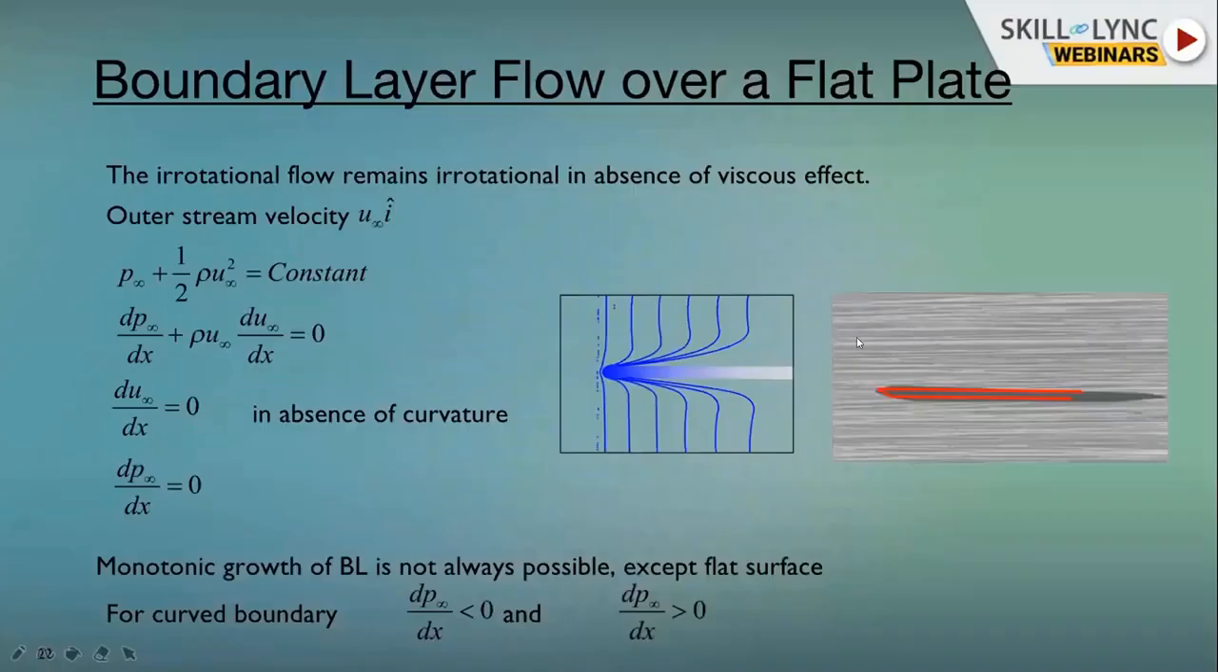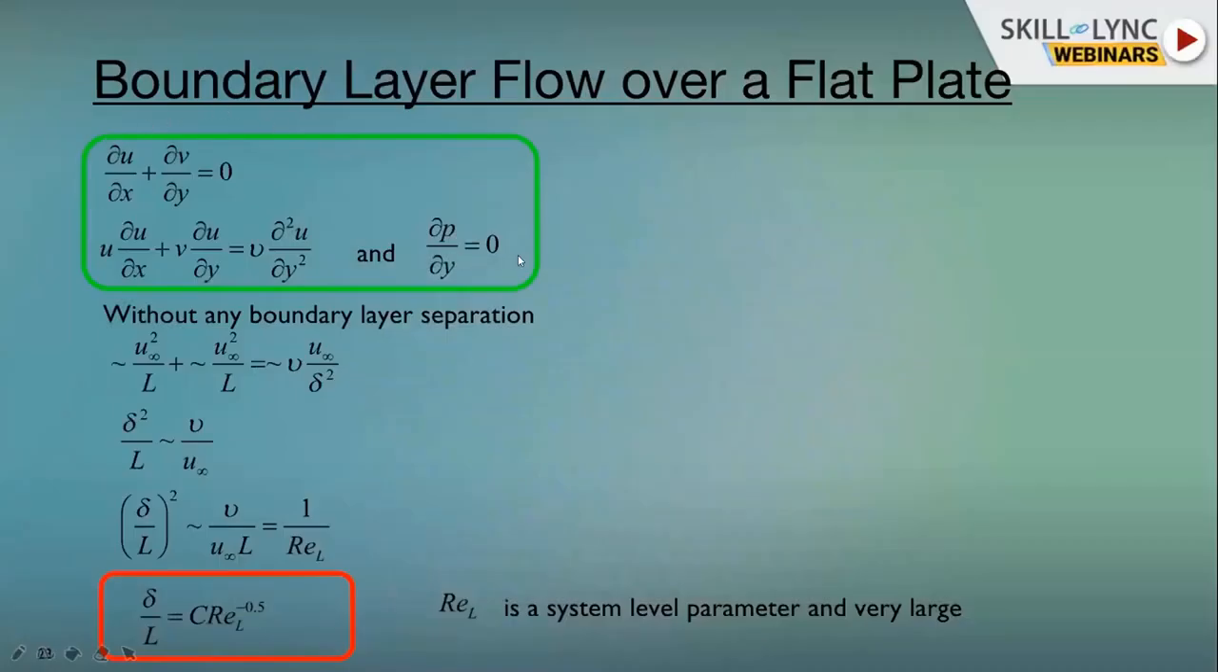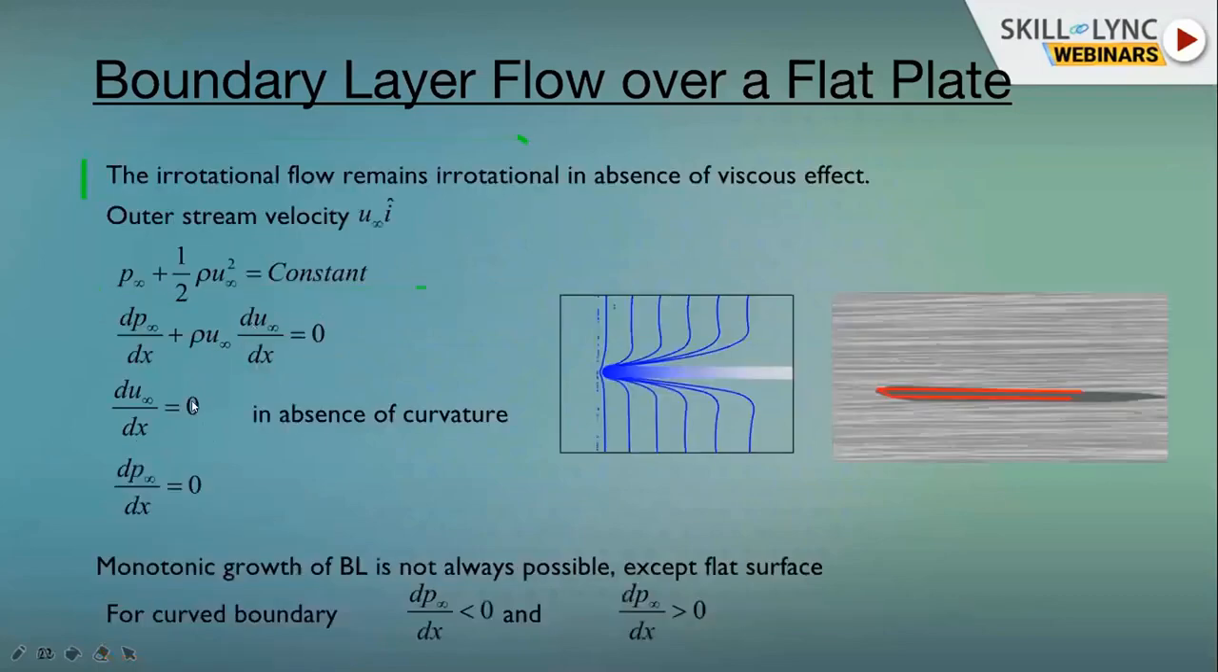When the flow is hitting a flat plate, what is the situation over there? Okay, this is my boundary layer flow over a flat plate, without any boundary layer separation, meaning I am not going into any turbulent or transition zone. Let's do the order of analysis again. Let's put the order of analysis for the x momentum equation and find out which term is important. Here we found the pressure gradient term is not that important.